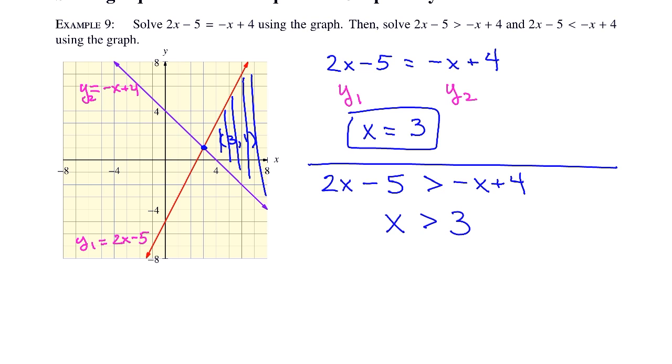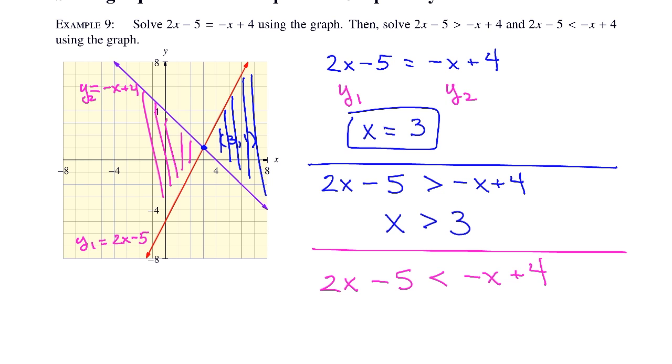And then the last inequality, 2x minus 5 is less than negative x plus 4. When is the graph of y equals 2x minus 5 lower than the graph of y equals negative x plus 4? That is on the left side of x equals 3.